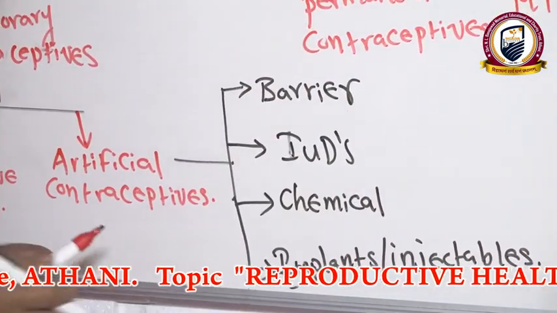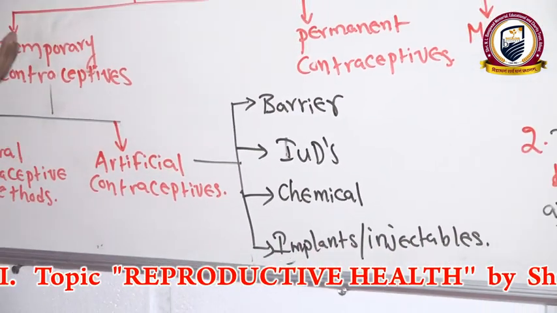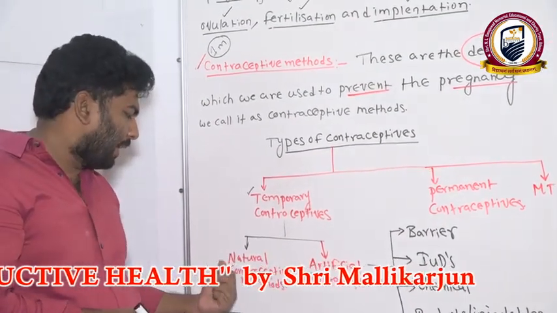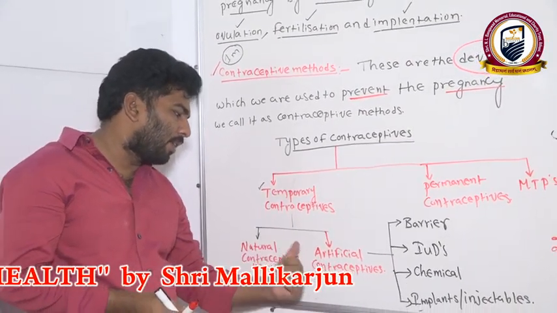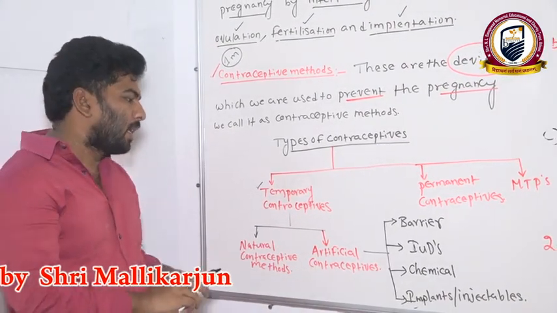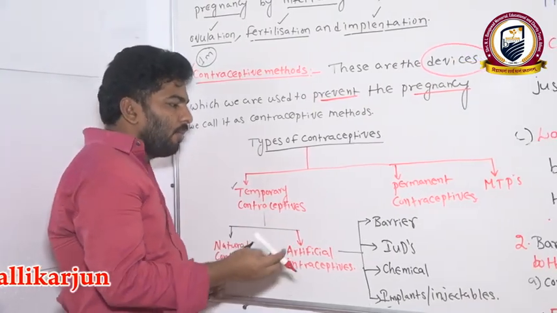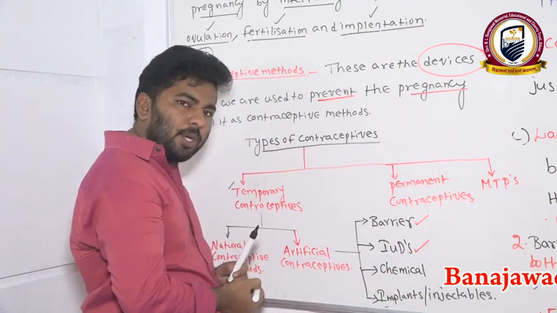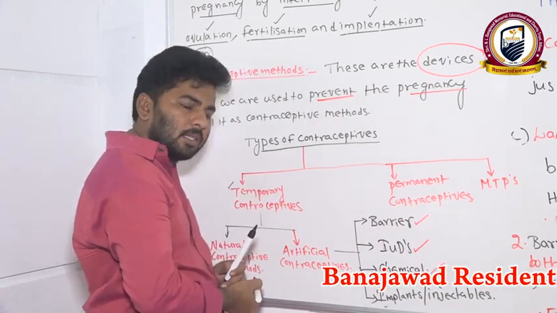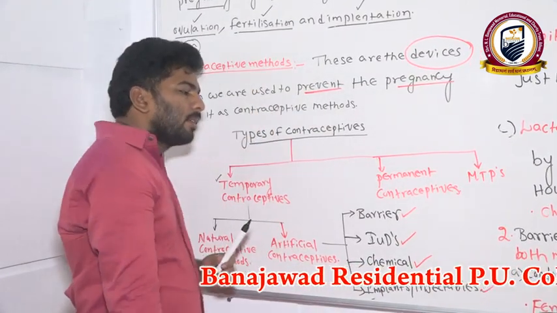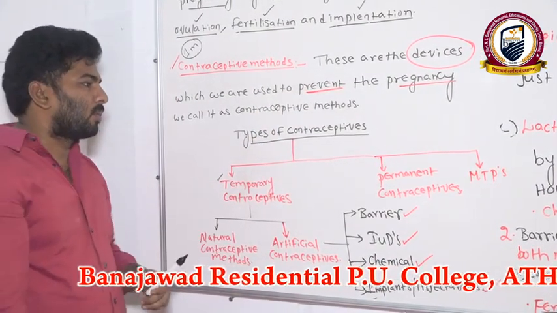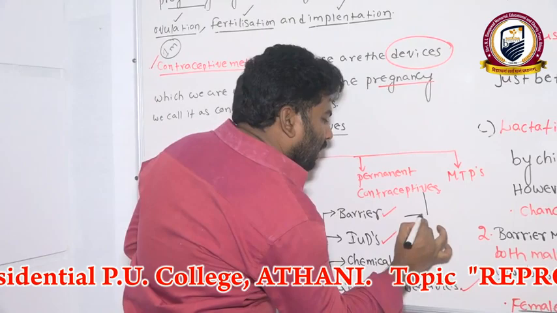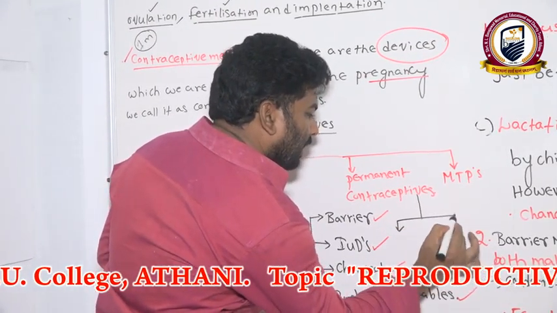Now you can see that temporary contraceptive methods are categorized again into two types. One is natural contraceptive methods, second is artificial contraceptive methods. Under artificial contraceptive methods, we are discussing barriers, IUDs, chemicals, and implants and injectables.